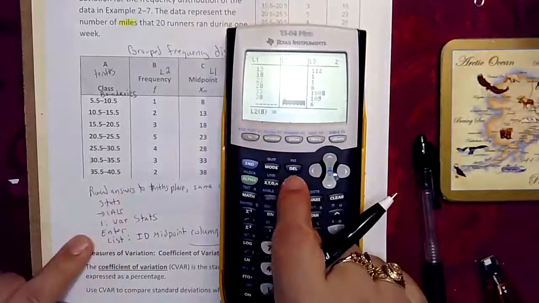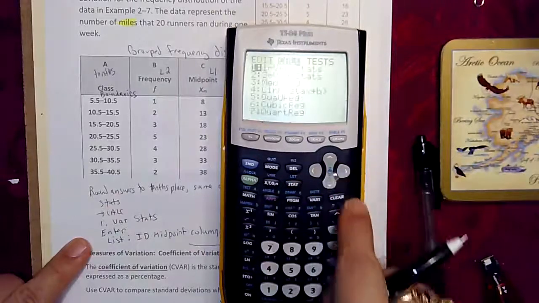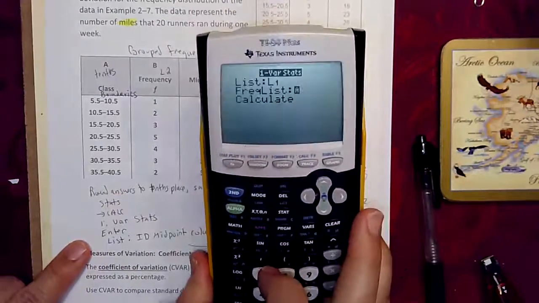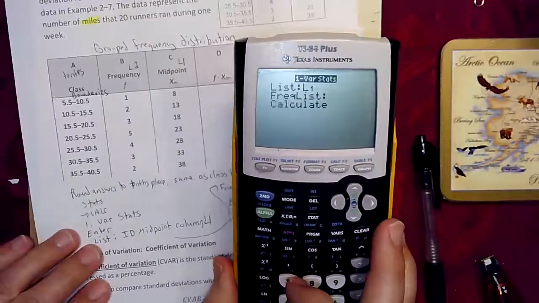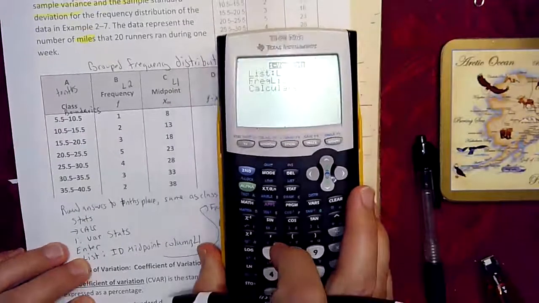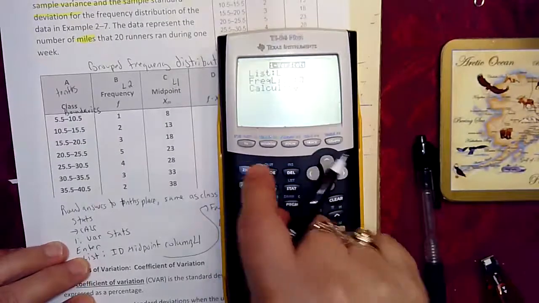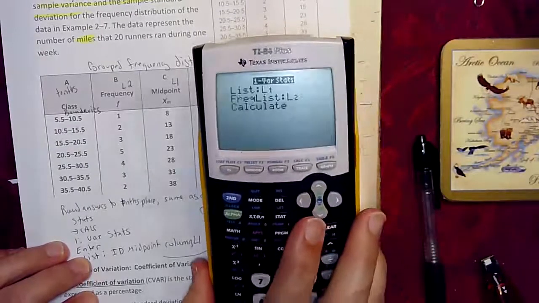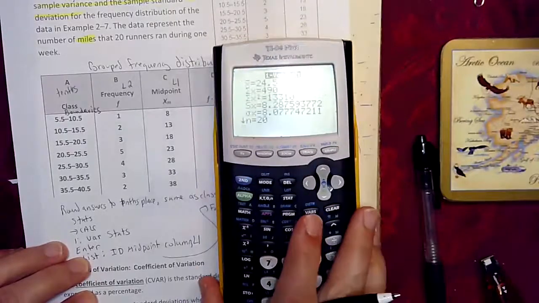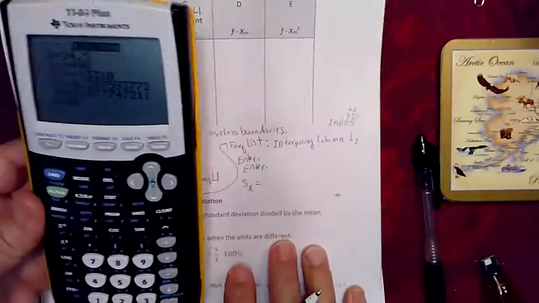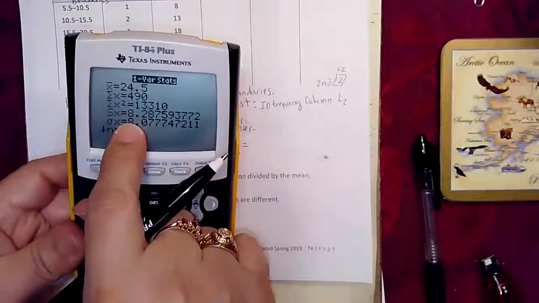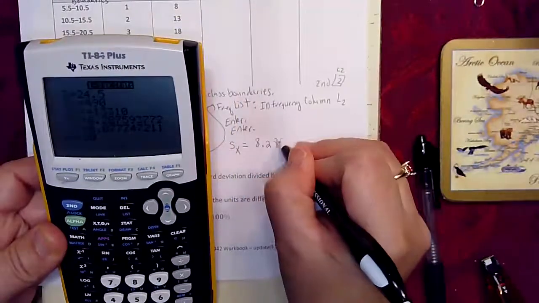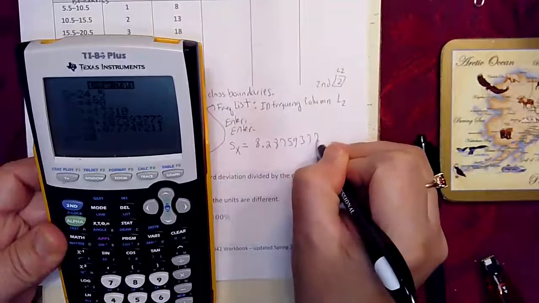Make sure all the data is correct. Then you want to go to stat and then tab to calculate, one variable stats. Here you want to stay alert: L1 for your midpoints, and your frequency list you don't want to leave vacant. You want to put L2, so second, number 2. Then you say calculate. I'm going to jot down S of X. See, here's your S of X.